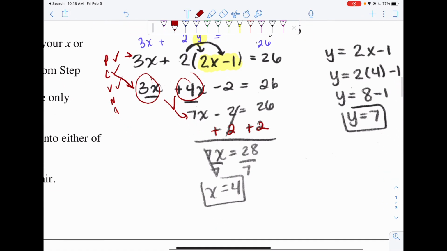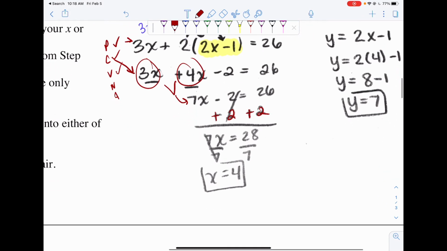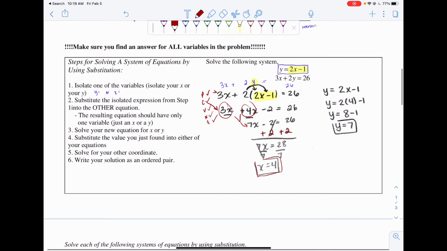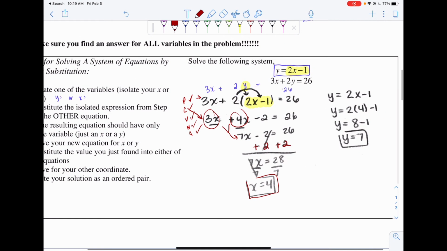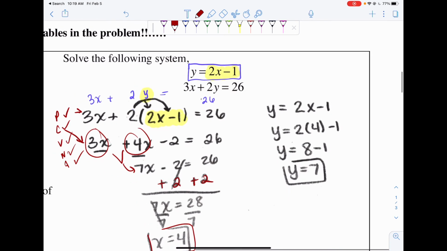When I add 2 to 26, I get 28. And then I divide by my 7 to get x equals 4. So this is part of your final answer. Step 4 says substitute the value you just found into either one of your equations. You can pick either one. I typically pick the one that's less busy, so in this case my y equals 2x minus 1.